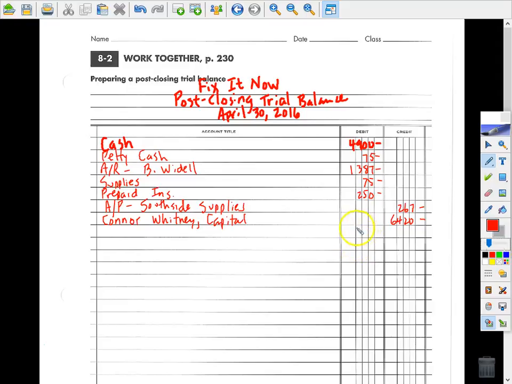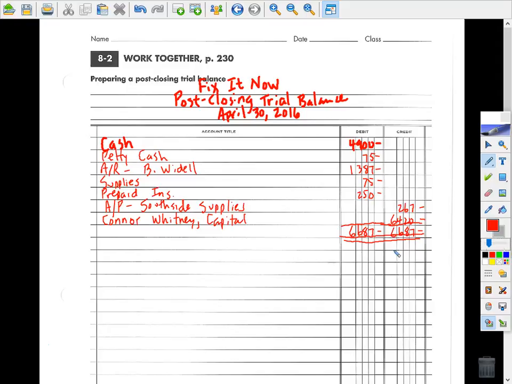Okay, and now we need a total. And this is the whole purpose of the post-closing trial balance. Those two numbers should agree. We need to add up the debit column. And I'll save you a little bit of time. If you add up the debit column correctly, you should get 6,687. And that should be the same for the credits. If they do match, which they do, we'll double rule to indicate that everything's in balance. And that is the post-closing trial balance.